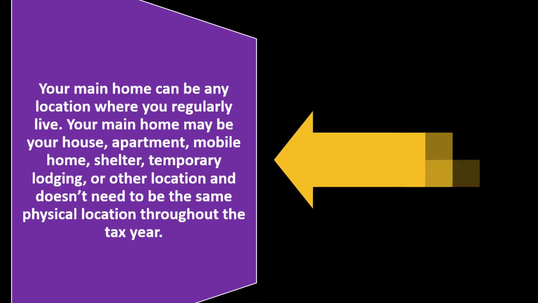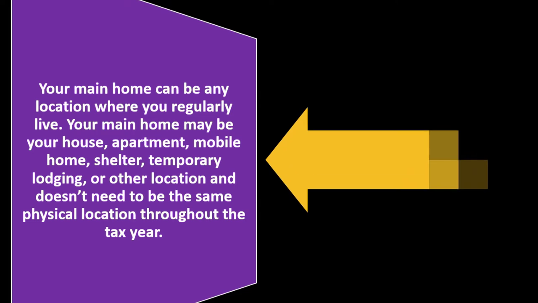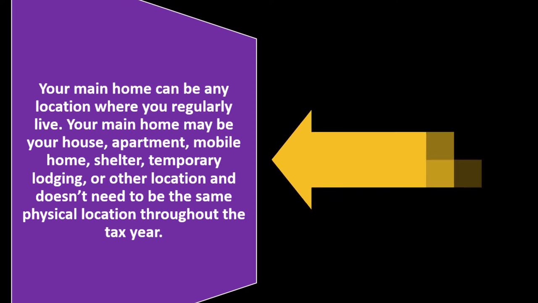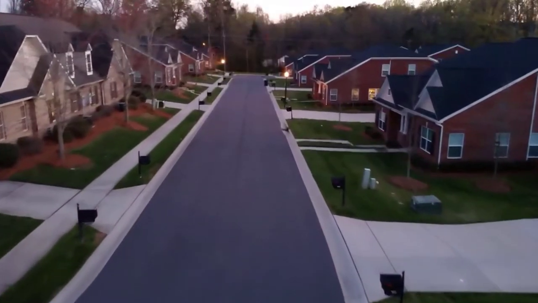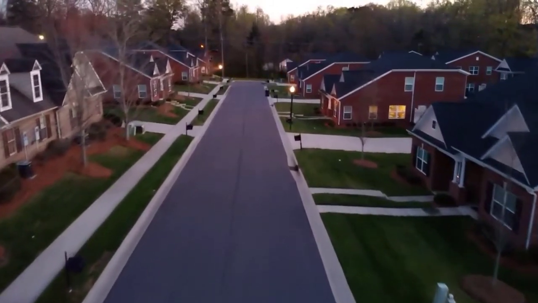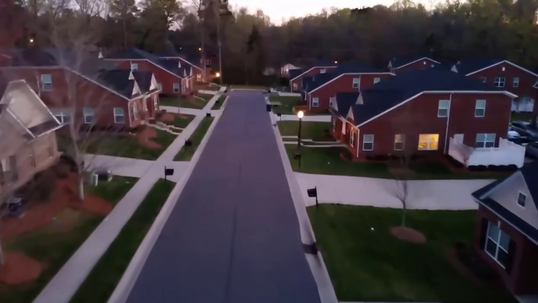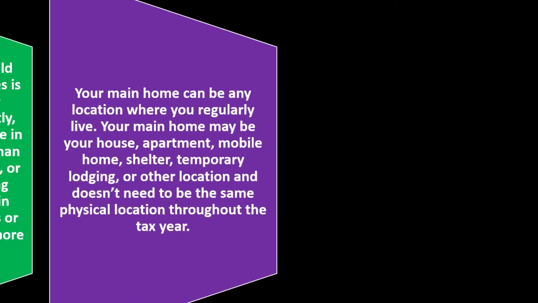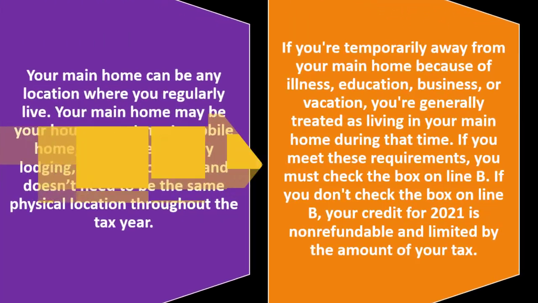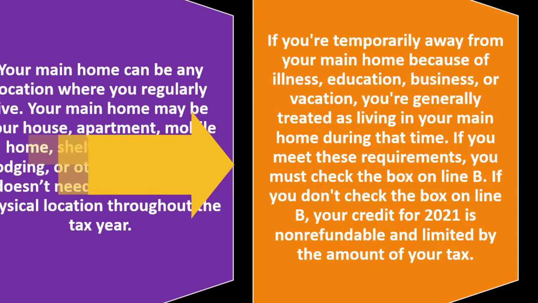So then your main home can be any location where you regularly live. Your main home may be your house, apartment, mobile home, shelter, temporary lodging, or other location, and doesn't need to be the same physical location throughout the tax year. If you're temporarily away from your main home because of illness, education, business, or vacation, you're generally treated as living in your main home during that time for purposes of this calculation. If you meet these requirements, you must check the box on line B.